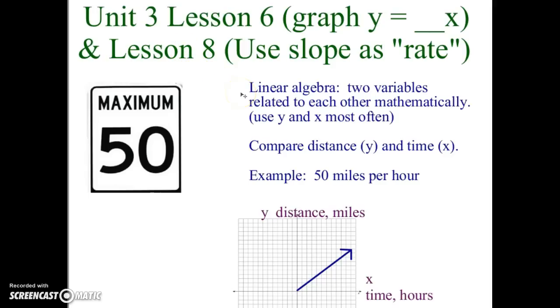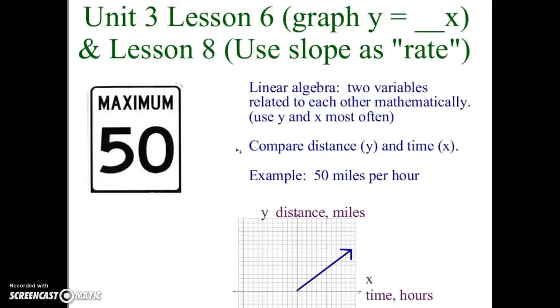First of all, this year, let's step back for a second. What are we doing this year in 8th grade? Well, the focus is linear algebra, where we have two variables related to each other mathematically. Usually we use y and x, but it can be anything we want as far as the variable names. Let's give an example, something in real life.